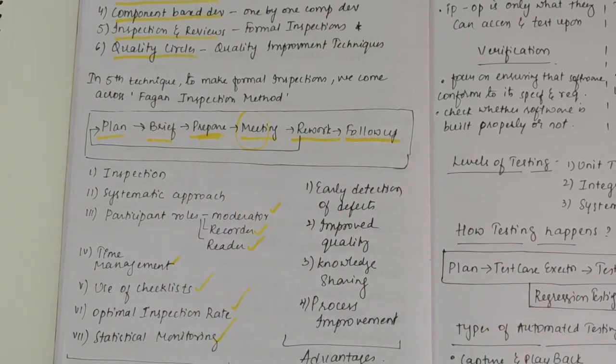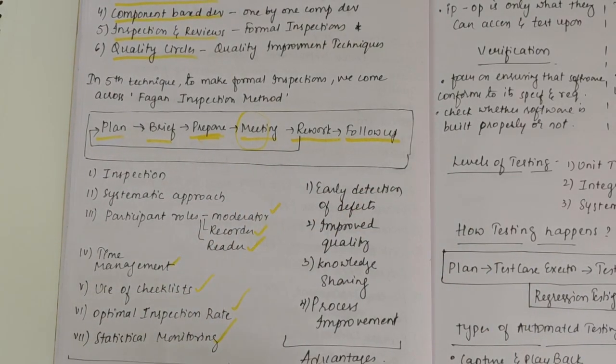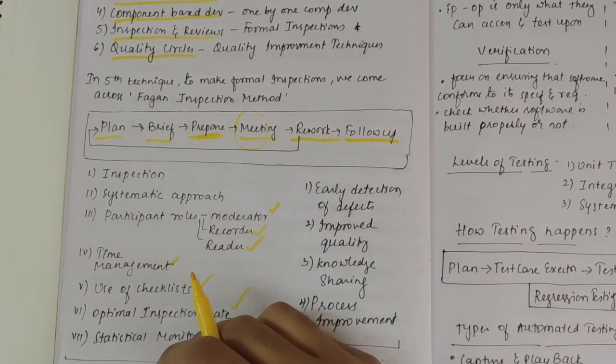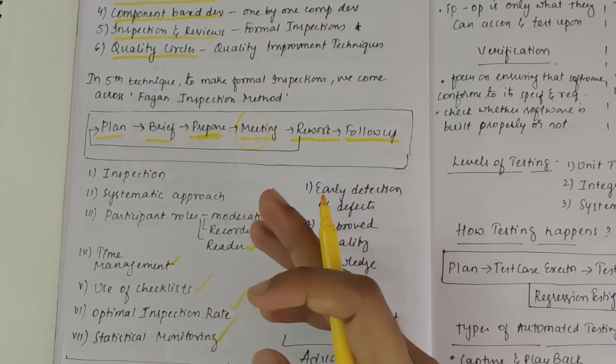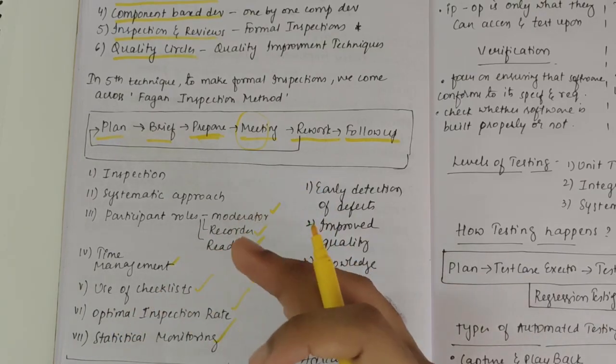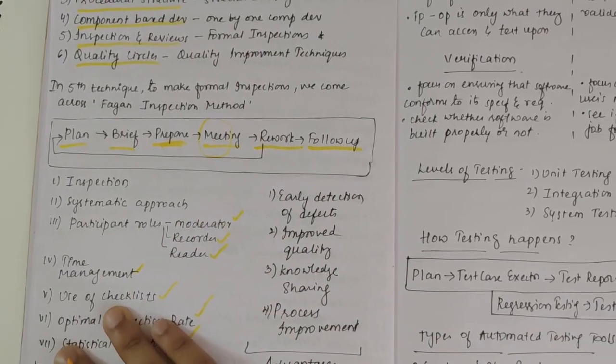Then you have statistical monitoring. Statistics are maintained to monitor the effectiveness of the inspection process over time. So we can make use of metrics on defect density, defect types, and what improvements in quality result from the inspections. So what are the benefits of this inspection method?